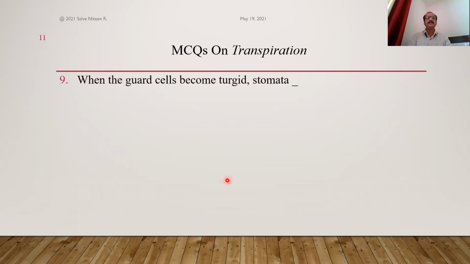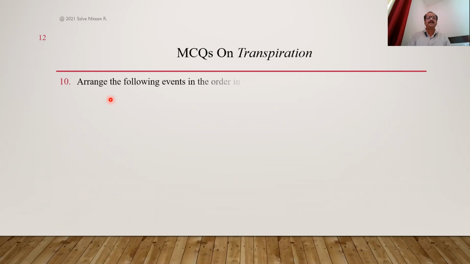Next one. When the guard cells become turgid by some mechanism, stomata become. So you see the options here. When the guard cells are turgid, stomata open. When the guard cells become flaccid, stomata close. So here the answer is A. Option A is the right answer.